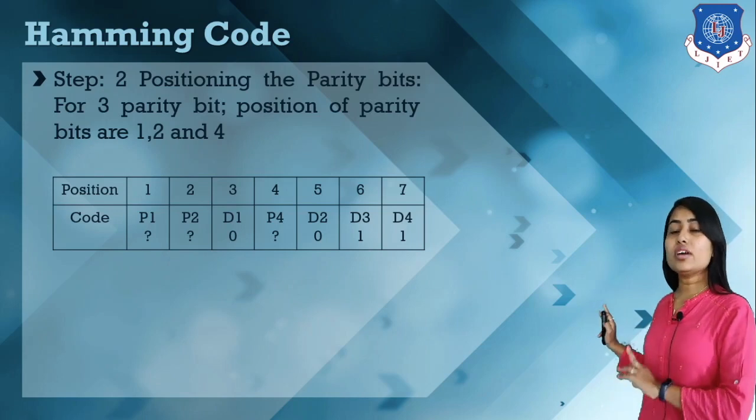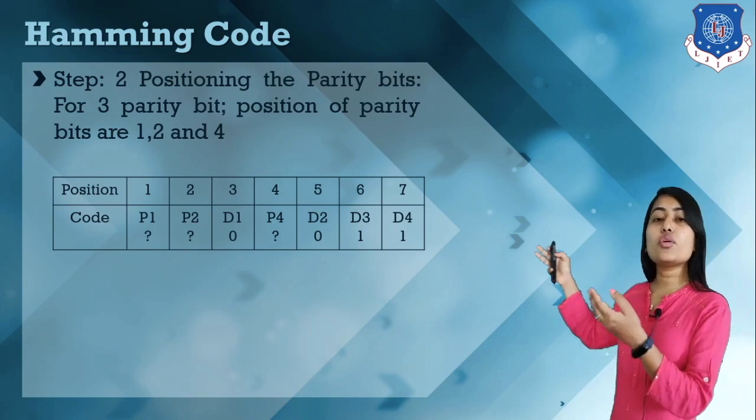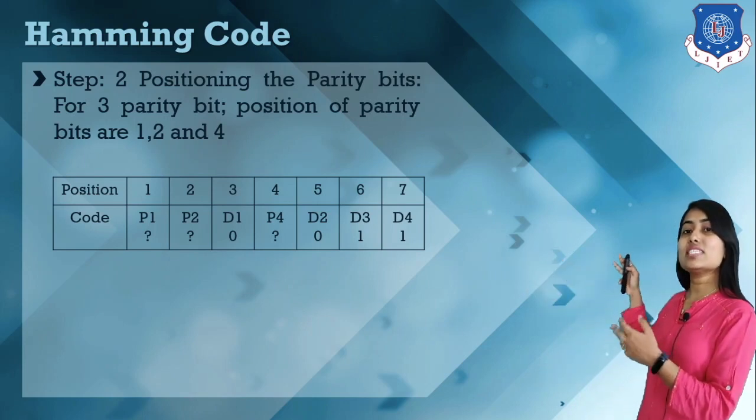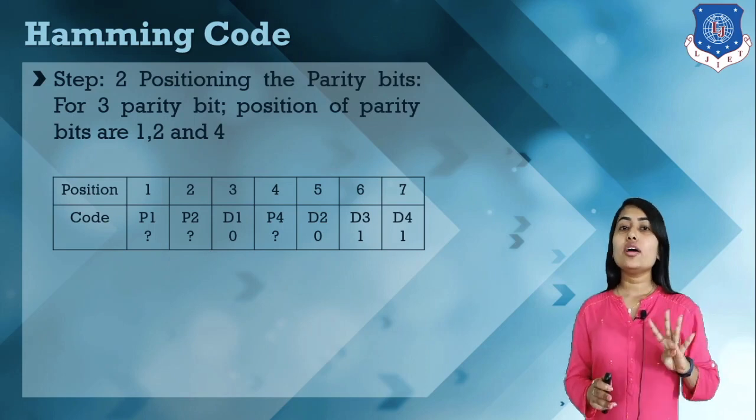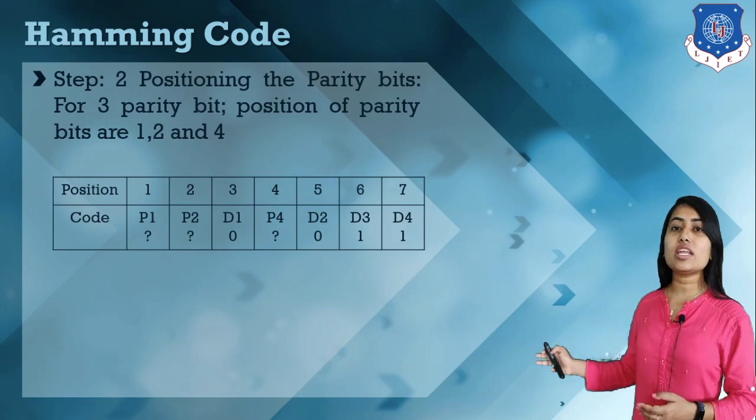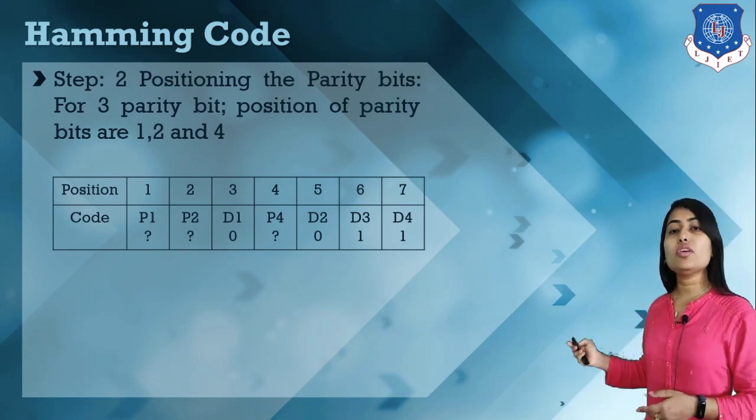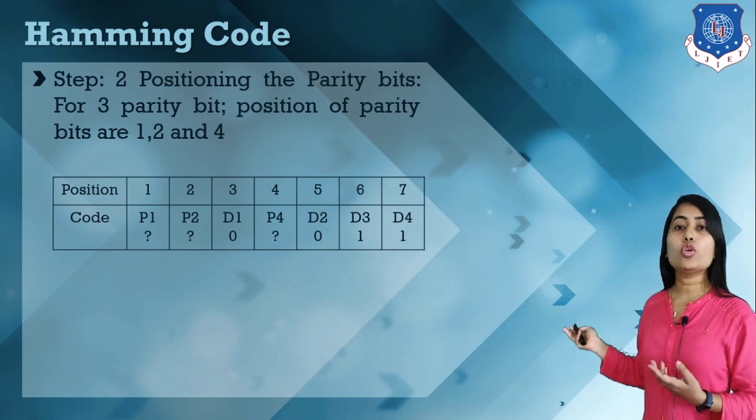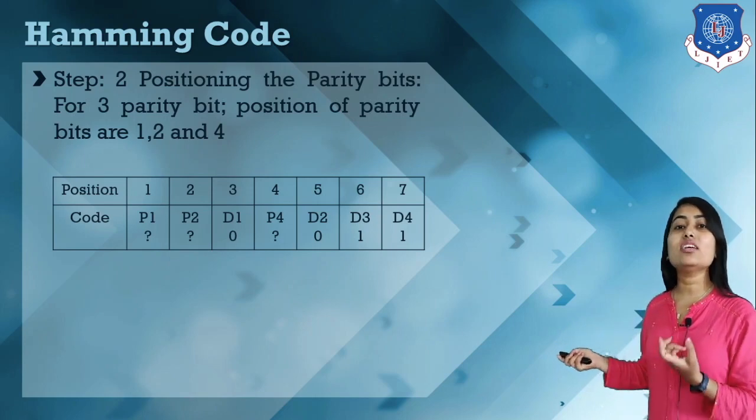So we have positions 1, 2, 3, 4, 5, 6, 7. We have a total of 7 bits: 4 message bits and 3 parity bits. We have to calculate these values, and once we write the values of P1, P2 and P4, we have the Hamming code format result, which is our error correcting code.